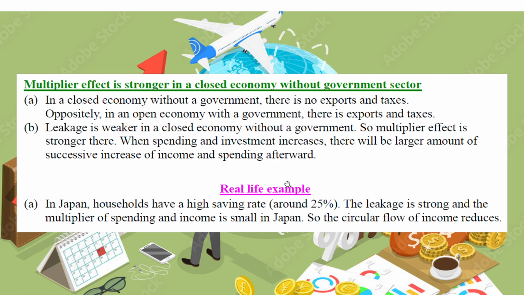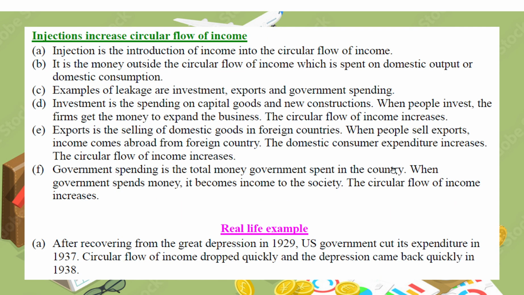A real world example is negative. In Japan, households have a high saving ratio. The leakage is high, 25%. The leakage is so strong and the multiplier of spending and income is small in Japan. So the circular flow of income reduces. What about the injection? Injection increases circular flow of income.